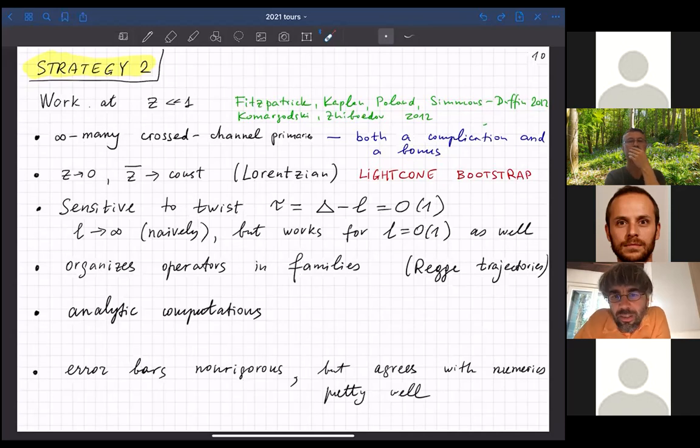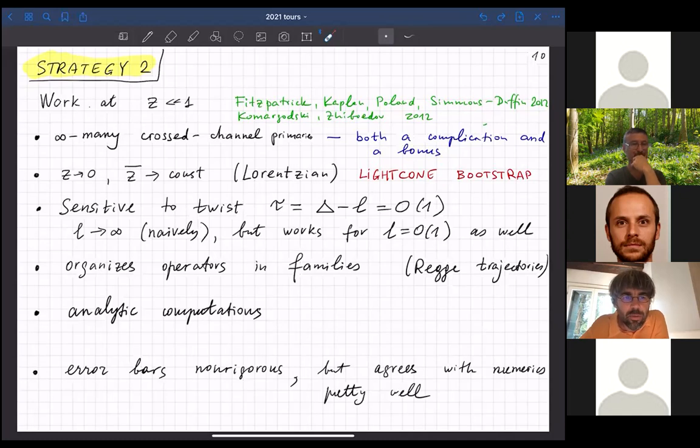But there's a little twist to the story that Polyakov didn't know, and this was realized in these papers: if you want to do this efficiently, you have to work in the Lorentzian signature, because in Euclidean it's just too much of a mess. There are all these infinitely many blocks, they completely mess things up. But you can separate this mess somewhat if you work in the Lorentzian signature. So you have two parameters, Z and Z bar, and the Lorentzian light cone limit corresponds to Z going to 0, but Z bar going to a constant. It became known as the light cone bootstrap, this kind of analysis.